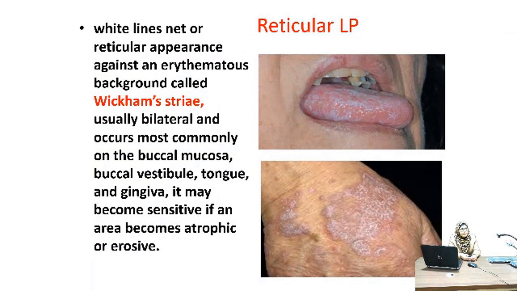Reticular type: white lines, net, or reticular appearance against the erythematous background, which we call Wickham's striae. Usually it is bilateral and occurs most commonly on the buccal mucosa, buccal vestibule, tongue, and gingiva, and may be sensitive if it becomes atrophic or erosive.